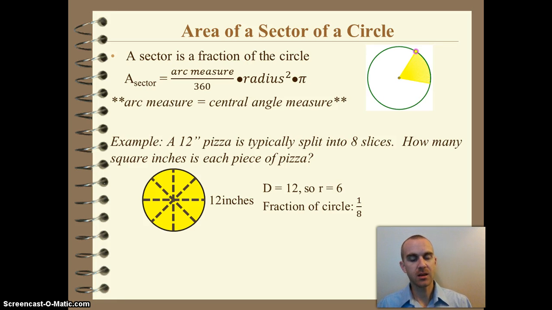So if we put all that together, the area of a single piece would be 1/8 times the quantity 6 inches squared times pi. So you square the 6, get 36, divide that by 8, and you're going to get 4.5 pi square inches, which is about 14.14 square inches.